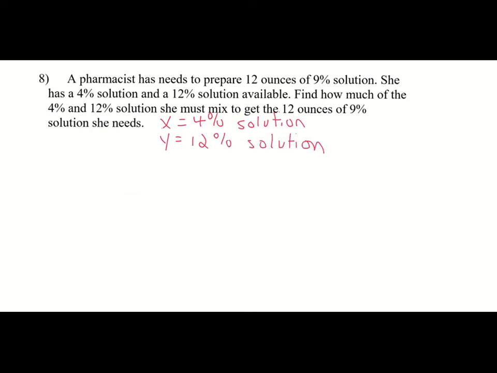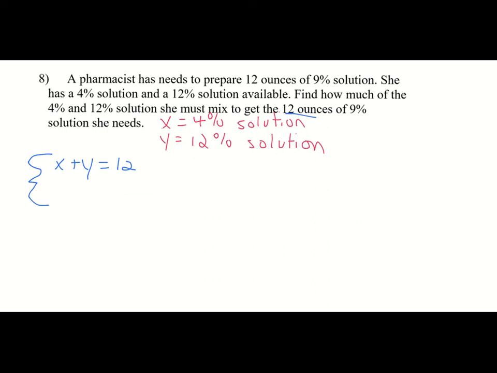Okay. So again, when we're writing our system here, just like we did with the mixture of the M&Ms and trail mix, the first thing is we need to know how much she'll need of the 4 and 12% to get 12 ounces. So the first equation is just going to be X plus Y equals 12, because that's how many ounces we need together. We need to mix together a certain amount of ounces from the 4%, a certain amount from the 12% to get 12 total ounces.